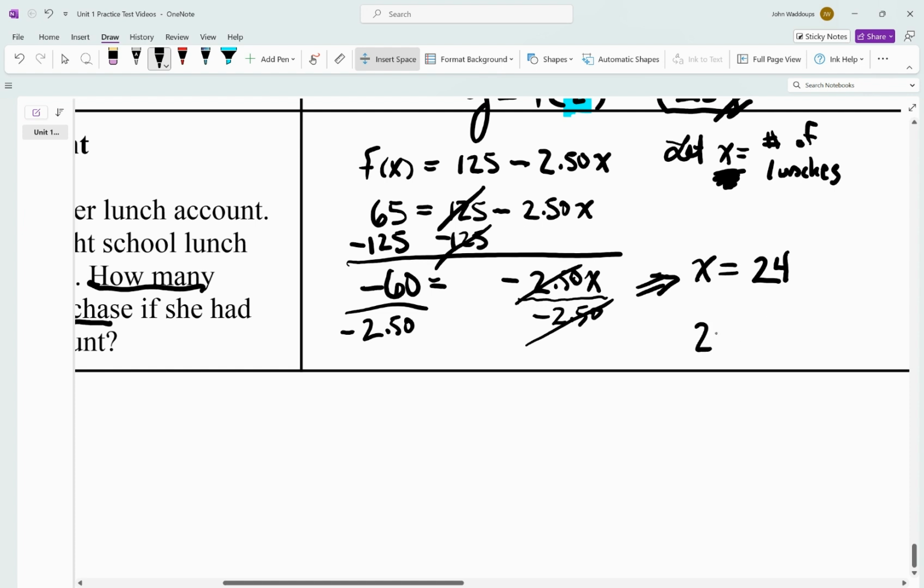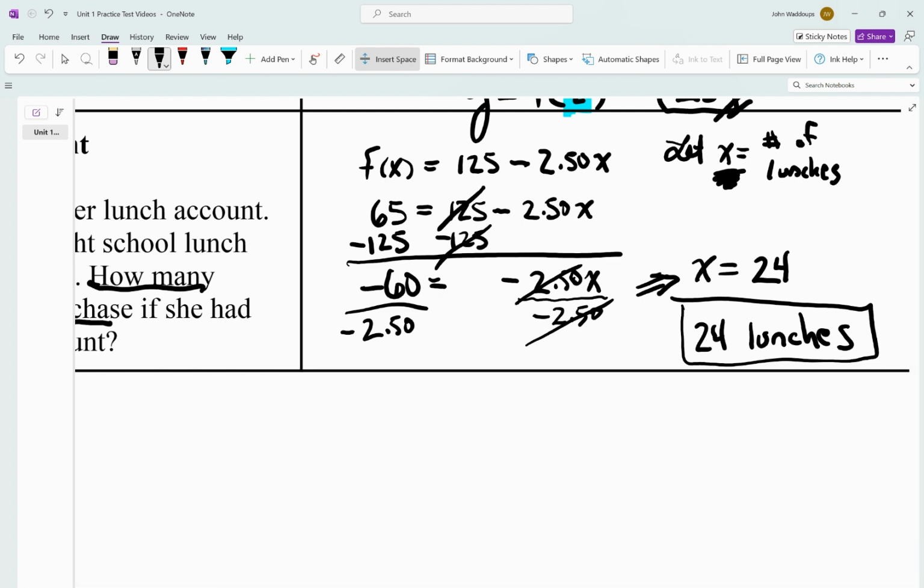And so 24 lunches is what we've purchased. You can go through and multiply that out: 24 times 2.5, see how much money that is, and it should be 60. And then if you take that from 125, you should be left with 65. So you should just go through and do the check, but it's 24 lunches.